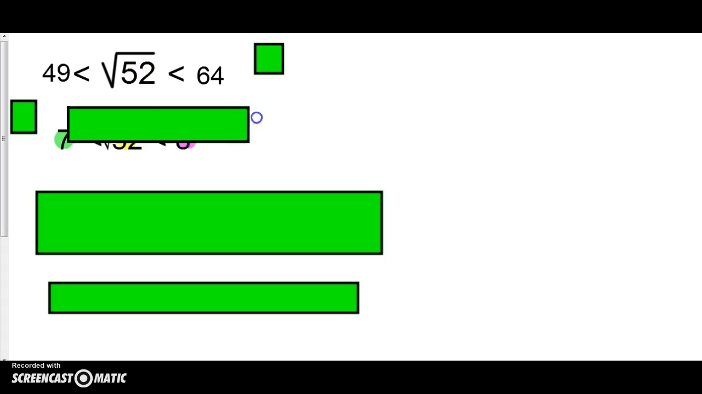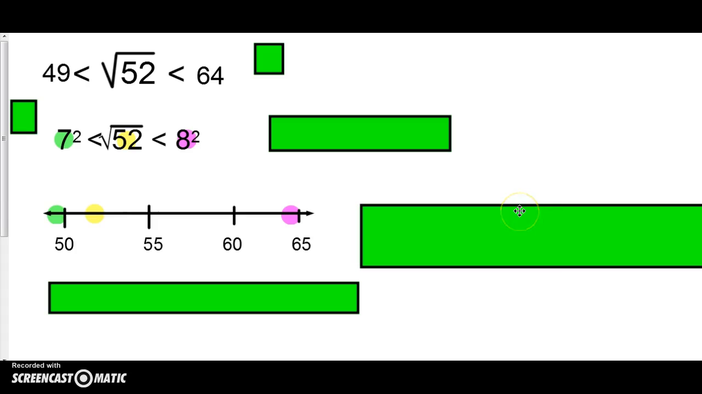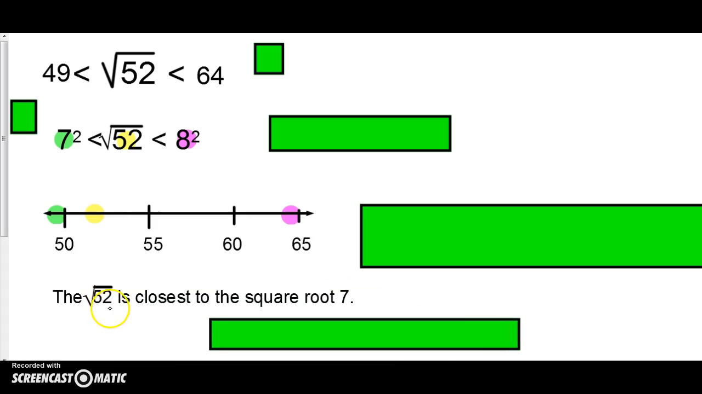So then my second step is to think, oh, well, that's in between 7 squared and 8 squared. And then I have my number line, and I think, oh, 49 and 52 are only 3 numbers apart, but 52 and 64 are 12 numbers apart. So the square root of 52 is closest to the square root of 49, which is 7. I hope that makes sense.